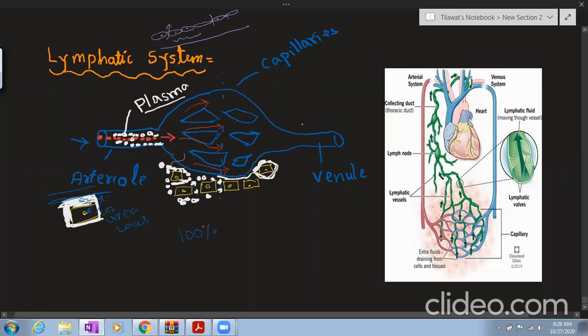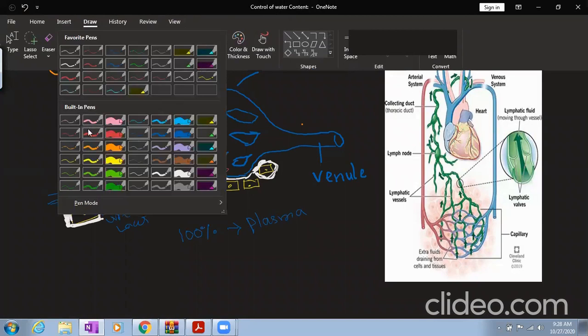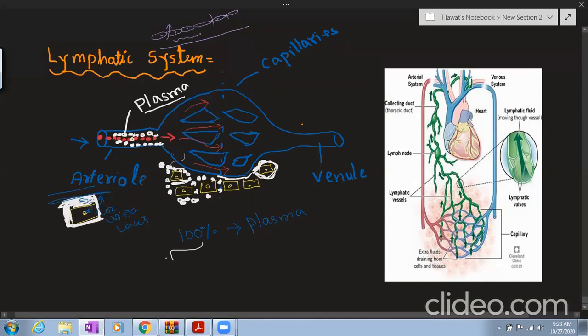100% plasma comes out from your blood. How much? 100%. Out of that 100%, 90% of that tissue fluid or plasma will go back and enter these capillaries again. Why will 90% enter back into these capillaries?